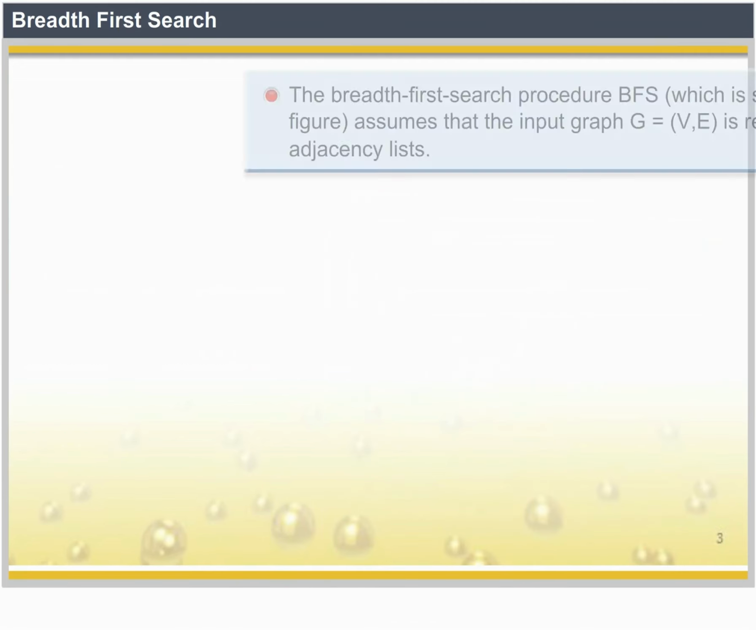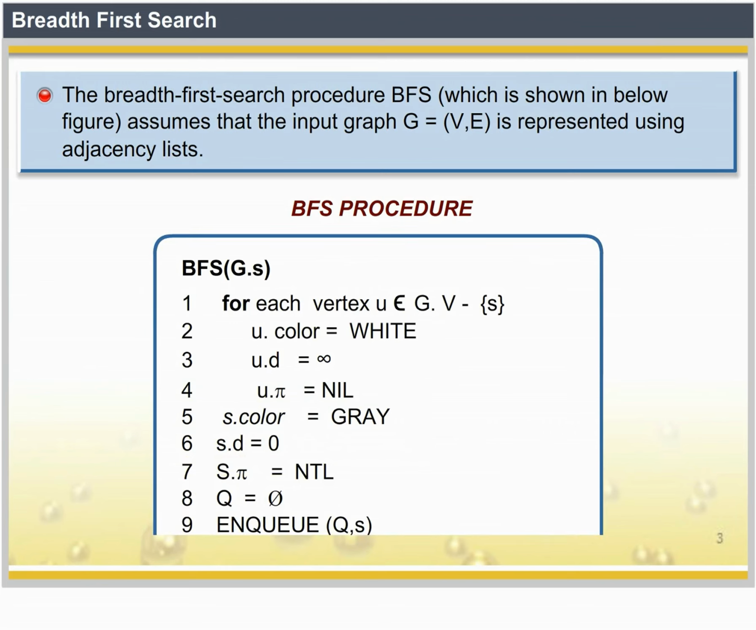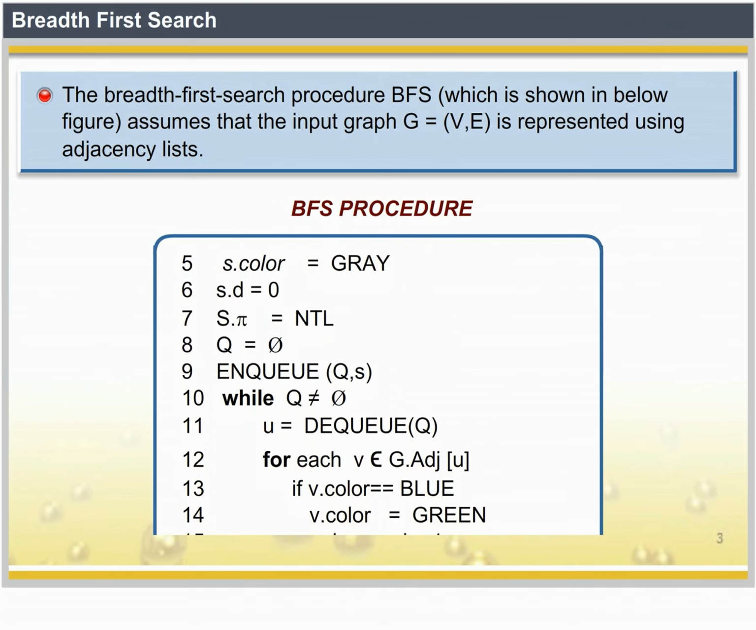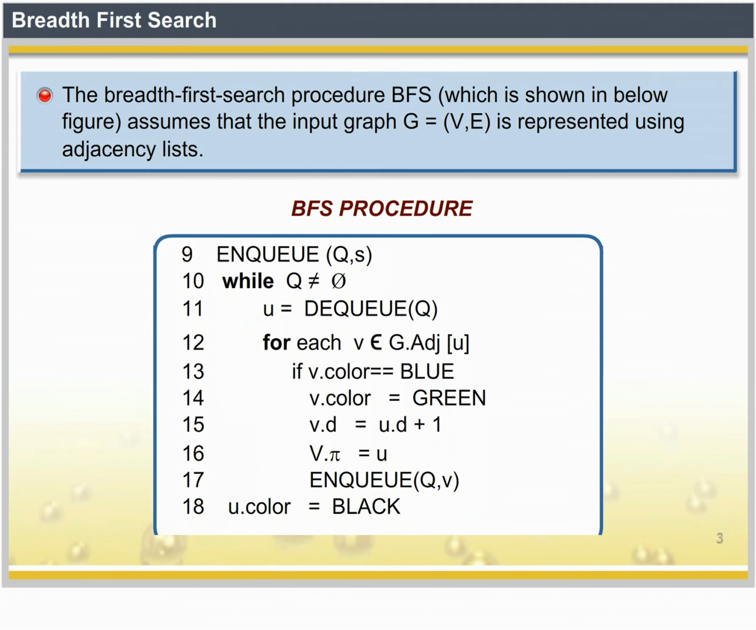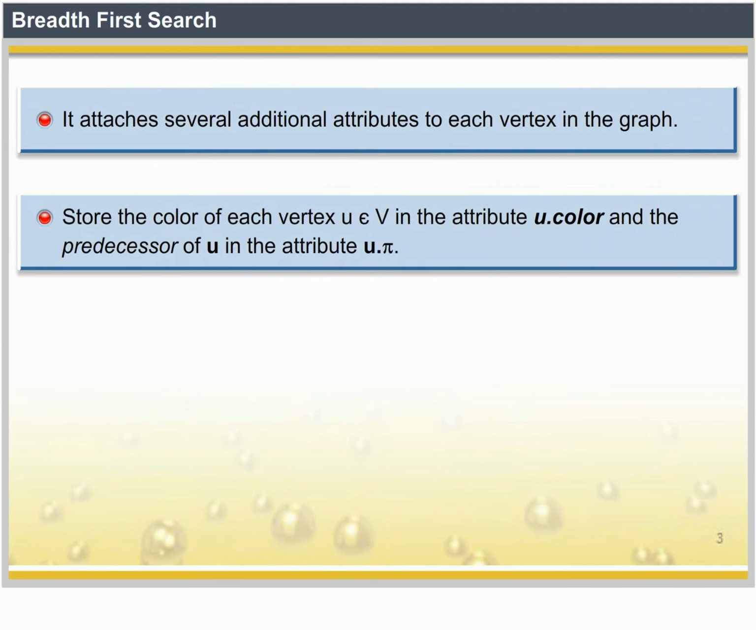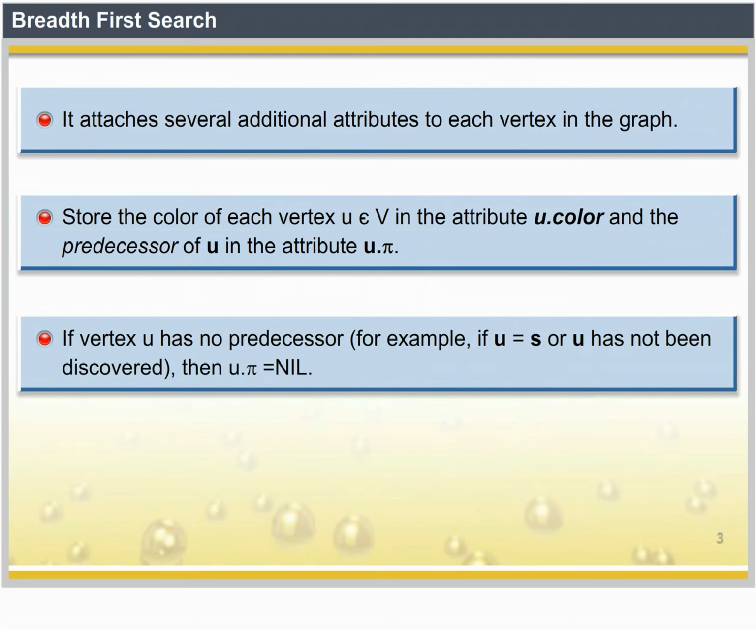The breadth first search procedure BFS, which is shown in this figure, assumes that the input graph G = (V, E) is represented using adjacency lists. It attaches several additional attributes to each vertex in the graph. We store the color of each vertex u in V in the attribute u.color and the predecessor of u in the attribute u.π. If vertex u has no predecessor, for example, if u = s or u has not been discovered, then u.π = nil.